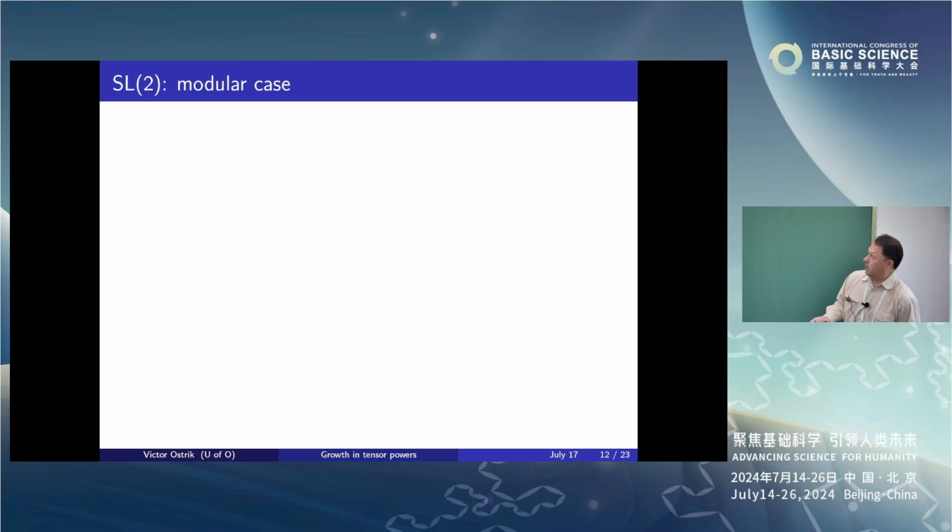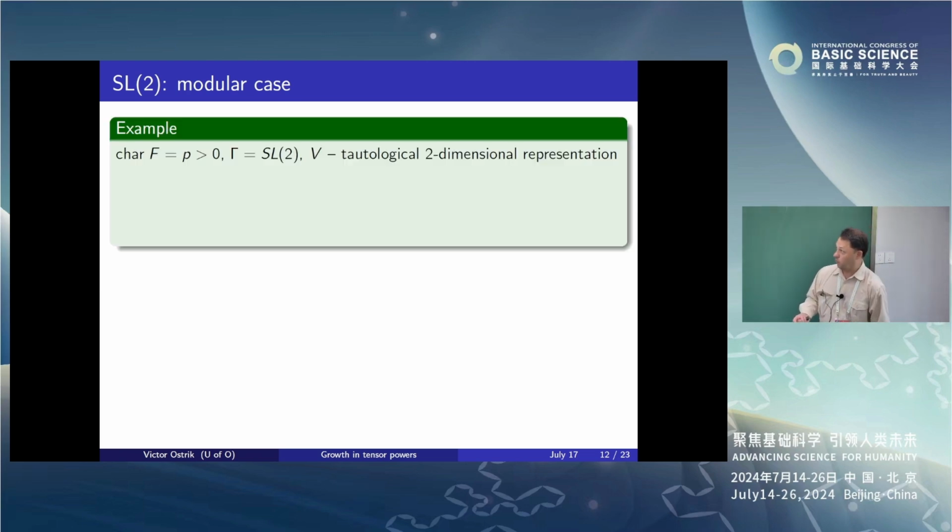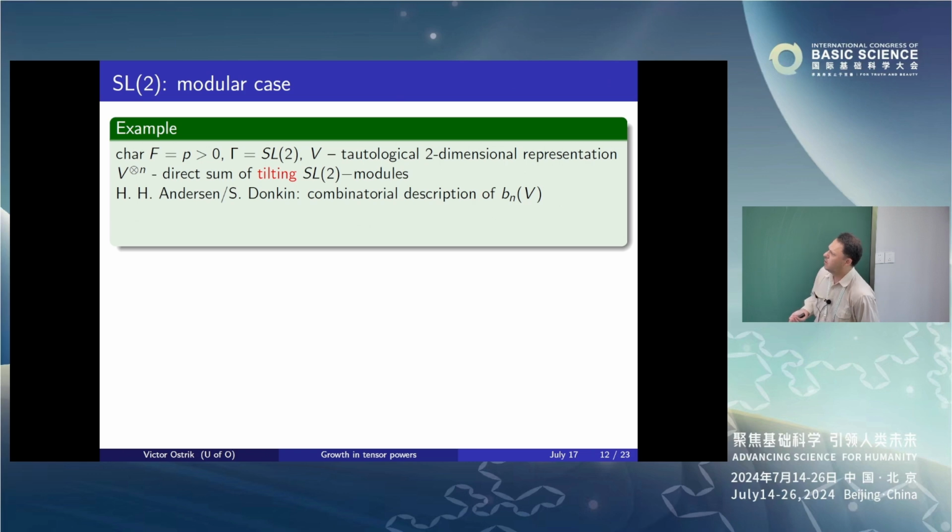Okay, let's move back to SL2 in the modular case, the positive characteristic case, and let's try to see what is going on here. It's absolutely the same situation as before, but my field is now of positive characteristic. In this case, it's known that the tensor power we study is a direct sum of so-called tilting SL2 modules. The main point is that these are some specific SL2 modules, and we know a little bit more about them than about general SL2 modules.